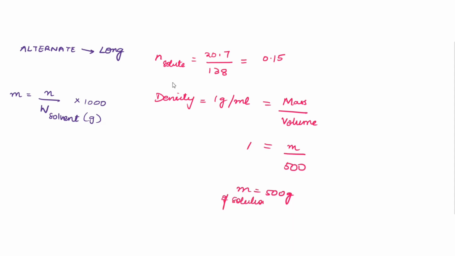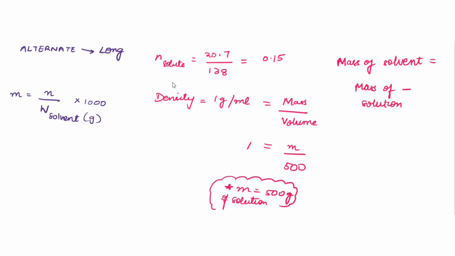What do we need in the molality formula? There is the weight of solvent and not the weight of solution, remember. So we need to find the weight of solvent. What is the weight of solvent? The mass of solution, the total mass, minus the mass of the solute. So 500 grams minus 20.7, which they have given in the question, which is 479.3 grams. That's the mass of solvent.